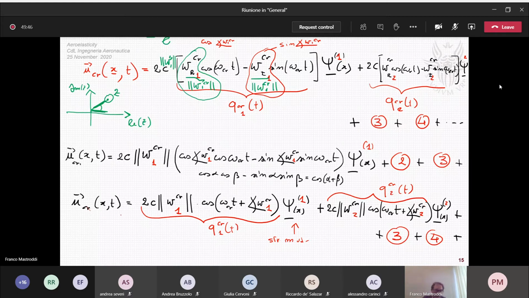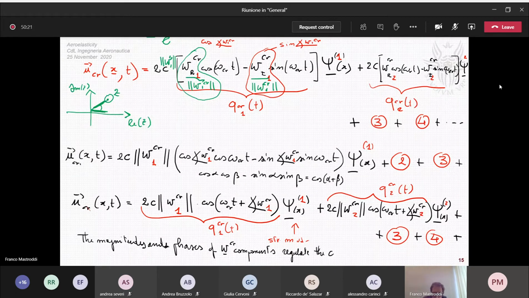So at the end of the story, the magnitudes and phases of the W critical components regulate the contribution of the structural modes of vibration on the final aeroelastic mode.